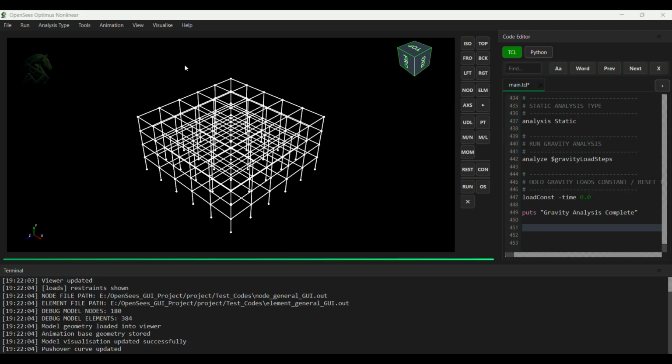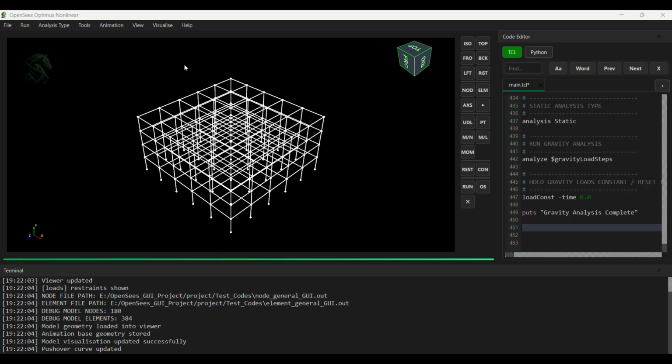Adaptive pushover rebuilds the lateral load pattern periodically from the structure's current mode shapes as the analysis proceeds, rather than using one pattern fixed at the outset. As the structure yields and softens, the pattern evolves to follow its changing dynamic properties instead of holding a shape based on the undamaged structure throughout the entire run.